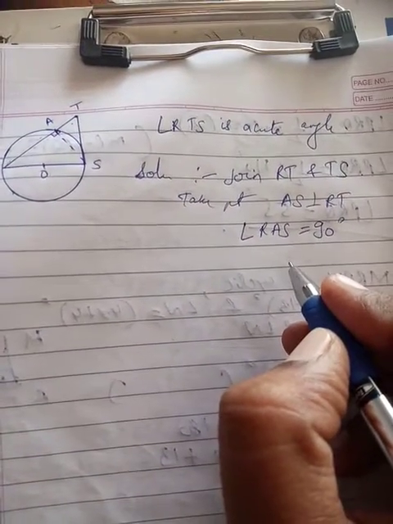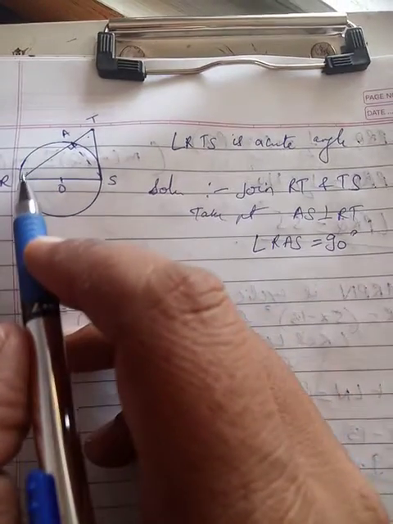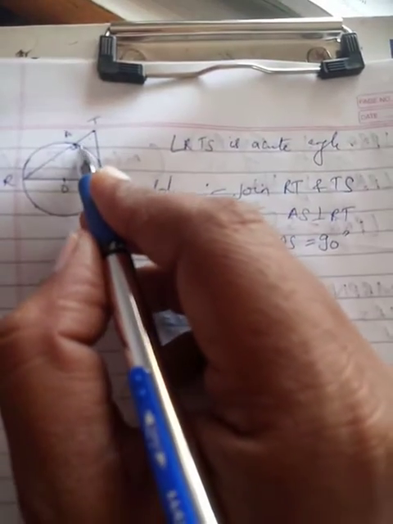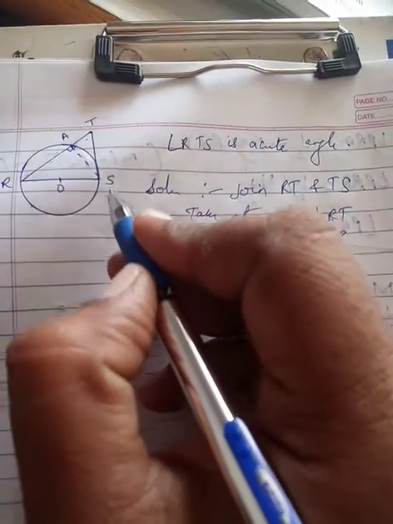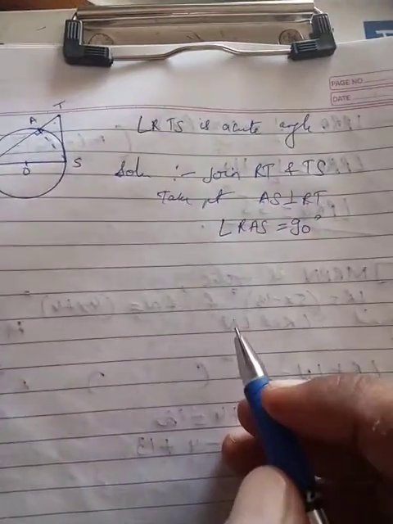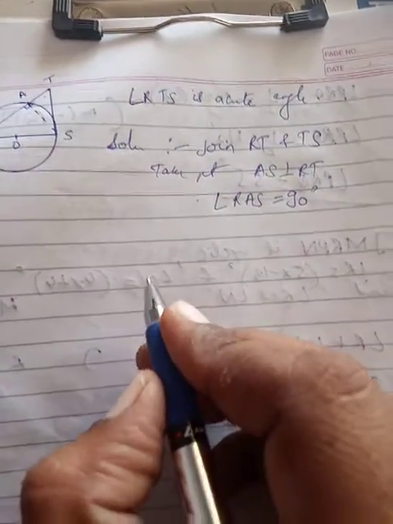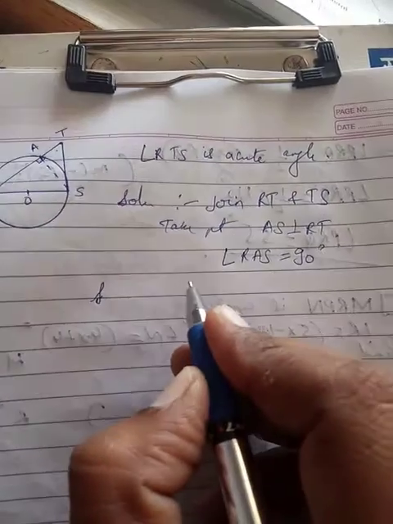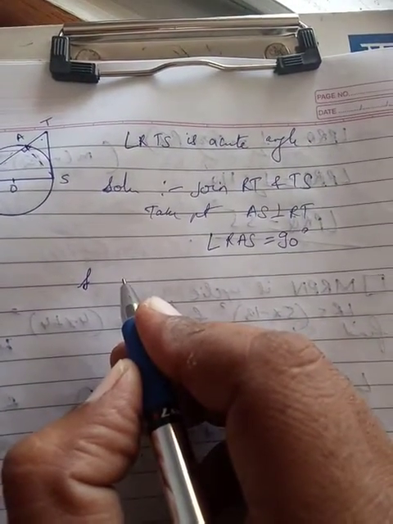This angle is equal to 90 degree because this angle is inscribed in semicircle. RAS is 90 degree. Okay, and as these are perpendicular, so this angle SAT will also be 90 degree. Okay, so we have written earlier only, they are perpendicular.